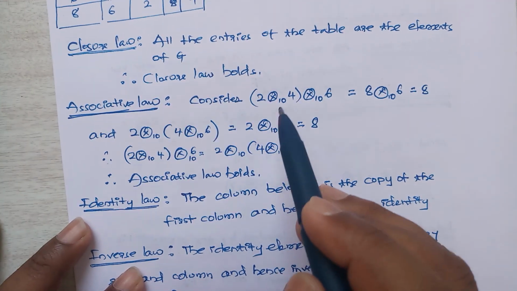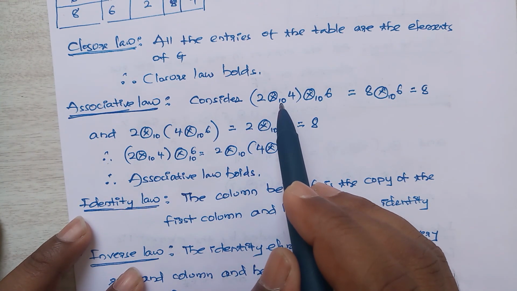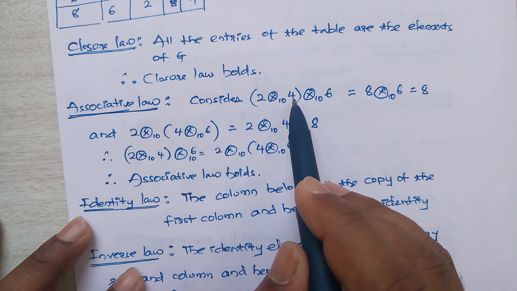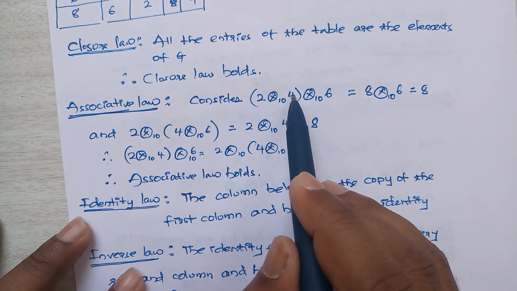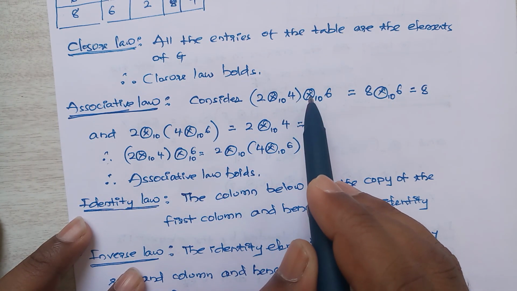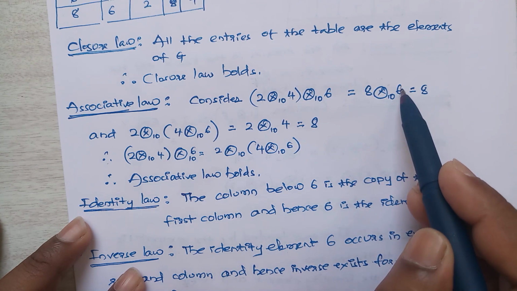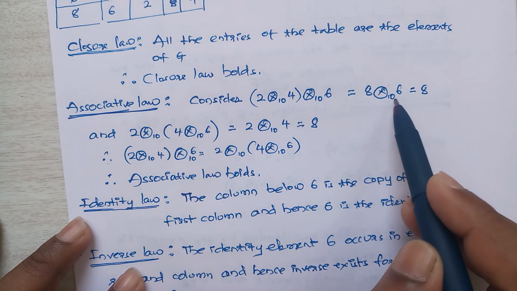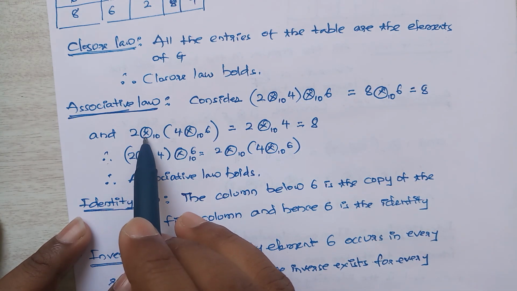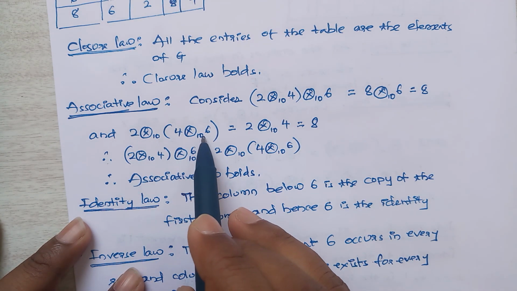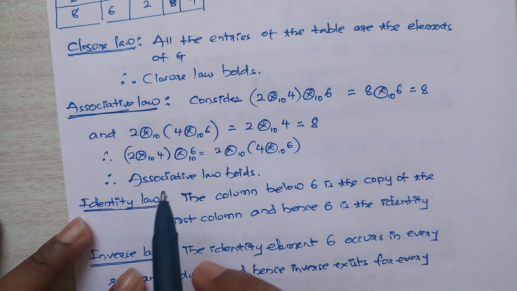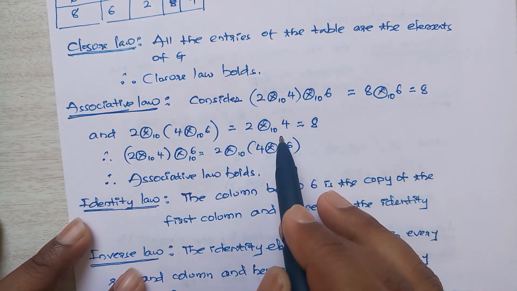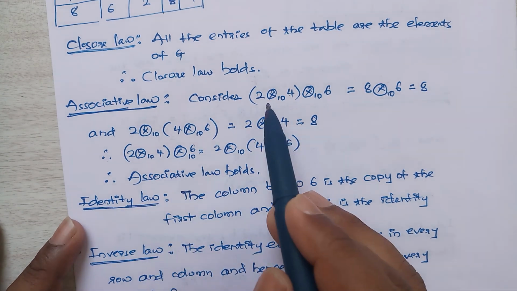Here we check: 2 multiplication modulo 10, 4 multiplication modulo 10, 6. So 2 into 4 is 8, and 8 is the remainder. Then 8 into 6 is 48; 48 divided by 10, 8. Next, 2 multiplication modulo 10 with the product of 4 and 6: 4 6s are 24, divided by 10, 4. Then 2 4s are 8, divided by 10, the remainder is 8 itself. So in both the cases we get 8. Therefore this is equal to this.